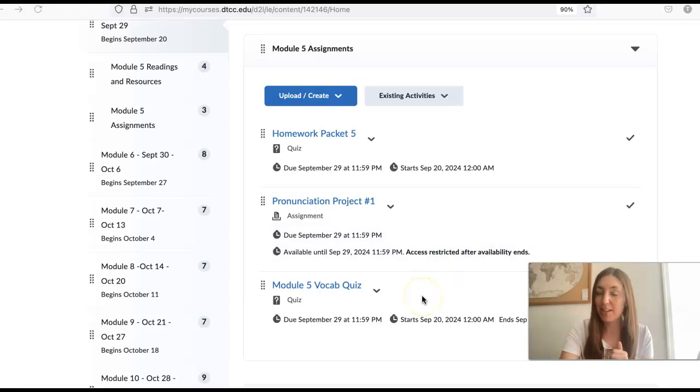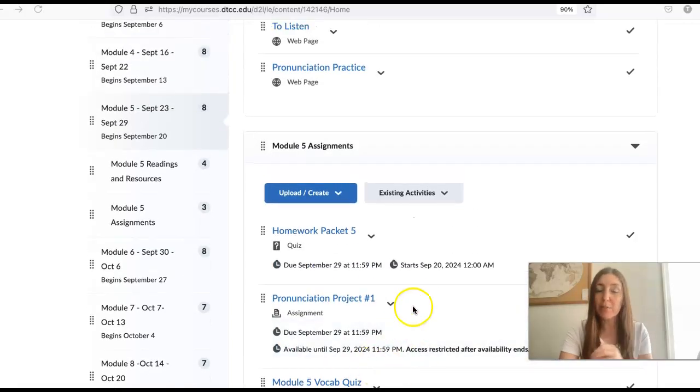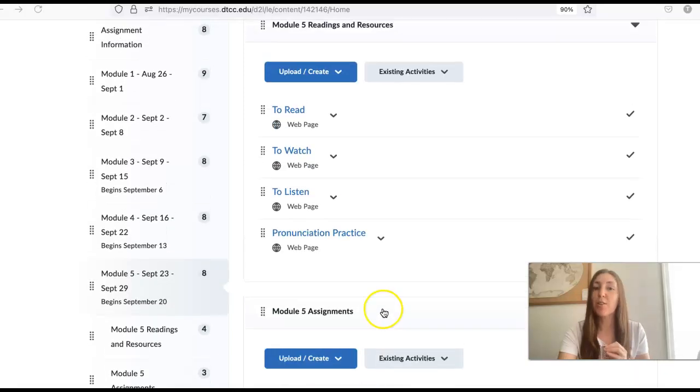And then we have the quiz like always. So that's it. The only thing that's a little bit different this week is the project. So make sure you work on those.